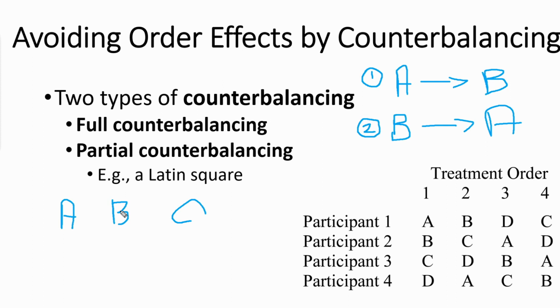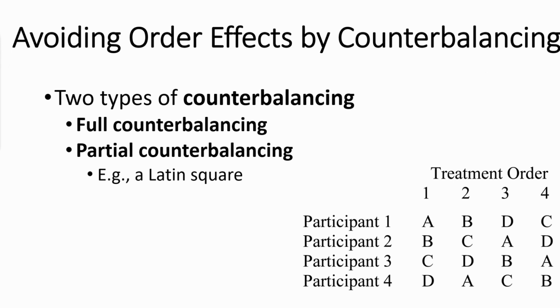And then if you move up to 4 different conditions, you end up with, I believe it's either 14 or 16 different orders. So this increases exponentially very, very quickly. So full counterbalancing isn't always a viable option. So, okay, what do you do then if full counterbalancing isn't an option? Then you can use partial counterbalancing.